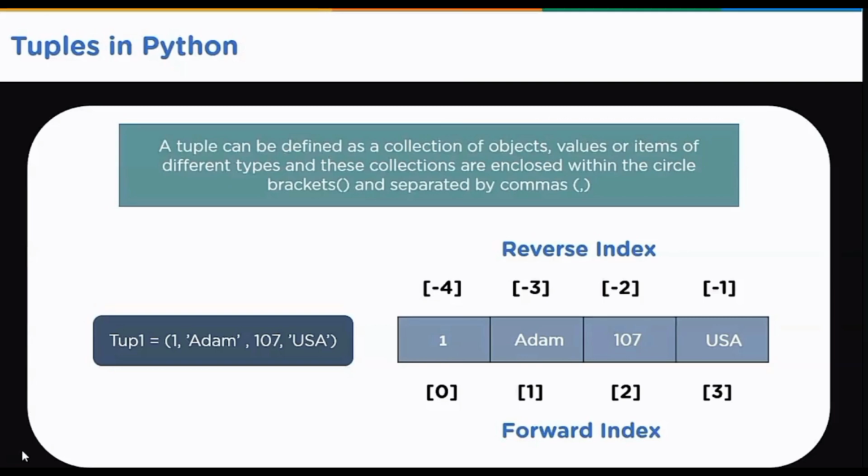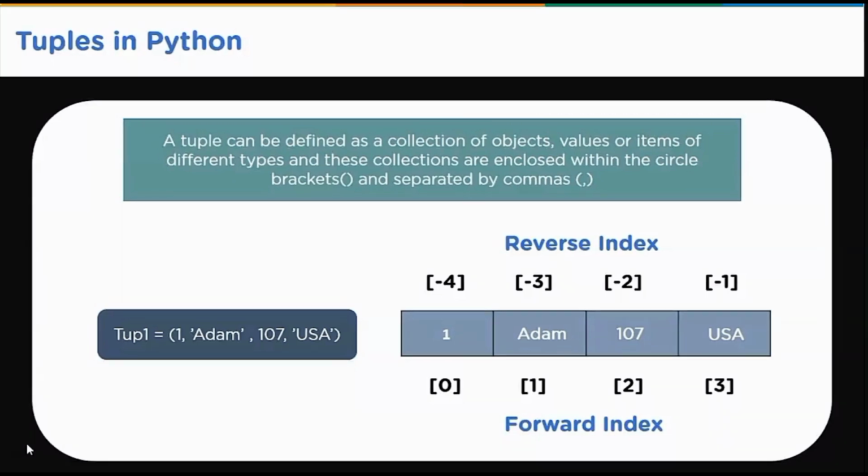Now, in tuples, we have our first element at the 0th index, so we have 1 at index 0, Adam at index 1, 107 at the 2nd index and USA at the 3rd index. And for the reverse index, it starts with the -1 index value. We have USA at -1, 107 at -2, Adam at -3 and 1 at -4. We will explore tuples with various examples in Jupyter Notebook. But till then, let's look at the characteristics of tuple.